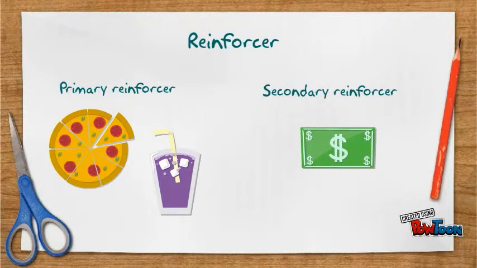Reinforcer. There are two types of reinforcers, primary and secondary. A primary reinforcer diminishes a biological need. For example, hunger is diminished by food. A secondary reinforcer has acquired reinforcing properties by association with a primary reinforcer. They can be used to get primary reinforcers.